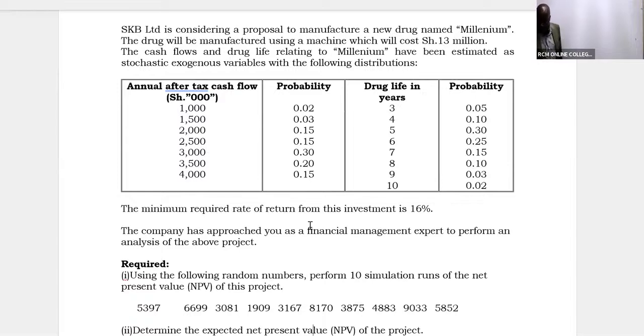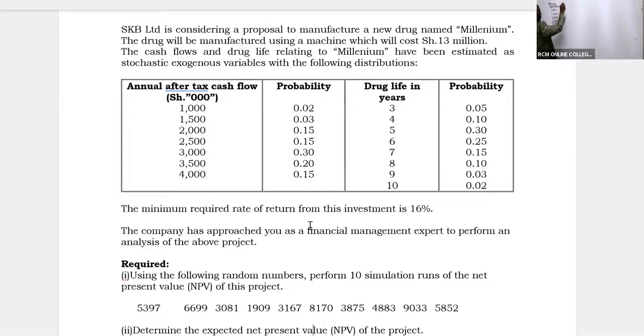So, ladies and gentlemen, what I will do here: first of all, you write down the variables. The variables we have in this case are the annual cash flows. Write them down. So annual cash flows, I can see 1,000, 1,500, 2,000, 2,500, sorry, 3,000, 3,500, and then we have 4,000.